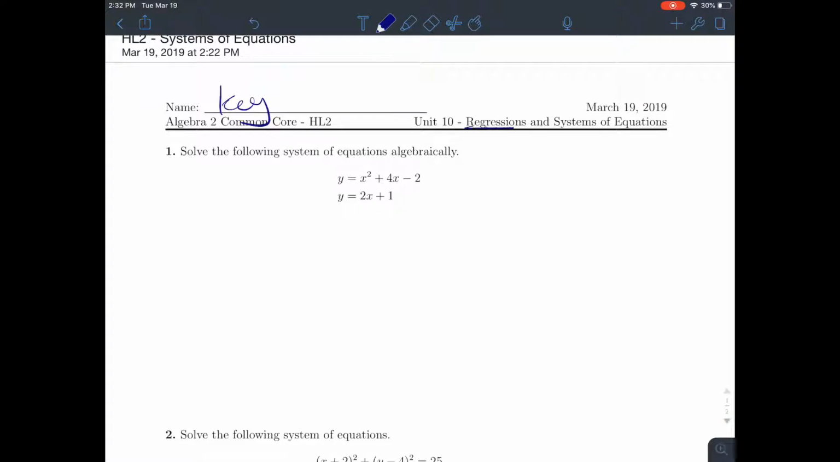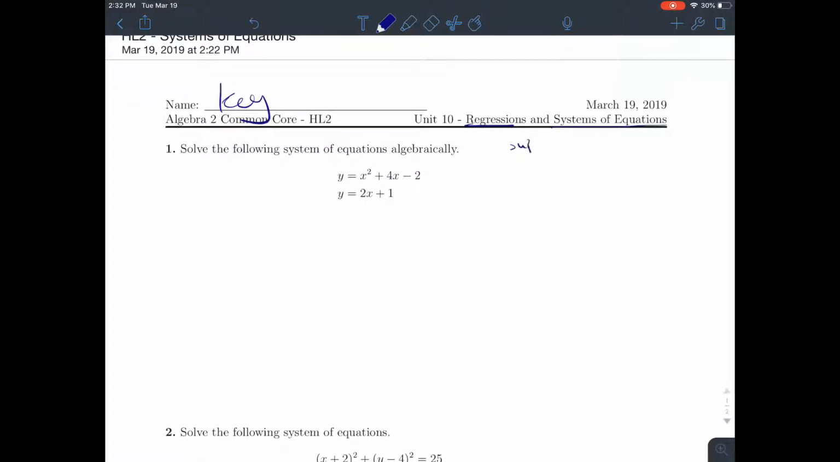So yesterday we talked about regressions, today we're talking about systems of equations. Solve the following system of equations algebraically. We've only learned one method so far, and that is the substitution method. And we're really lucky. This first equation that we encounter, we've already solved for y here, so we can just substitute this expression in for y there.